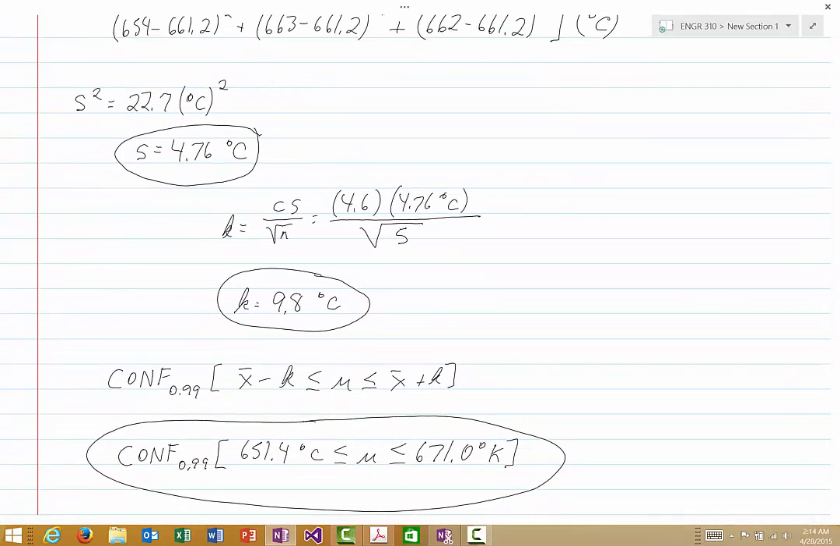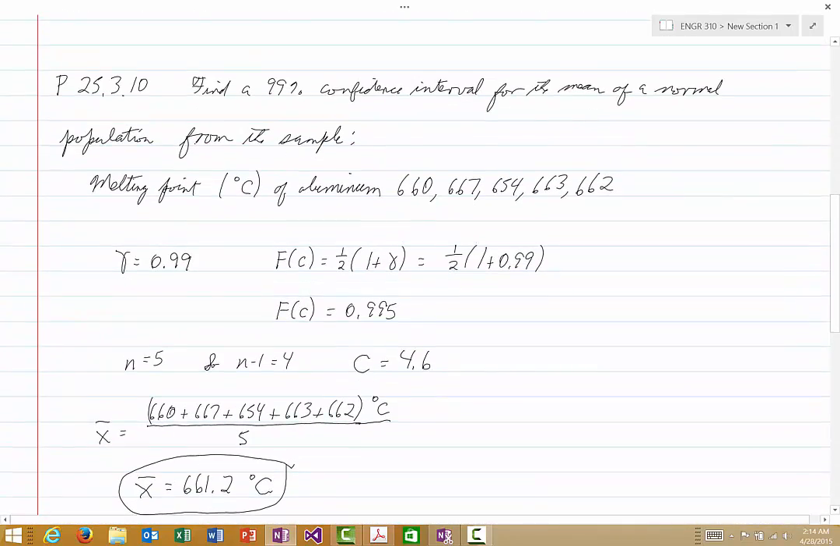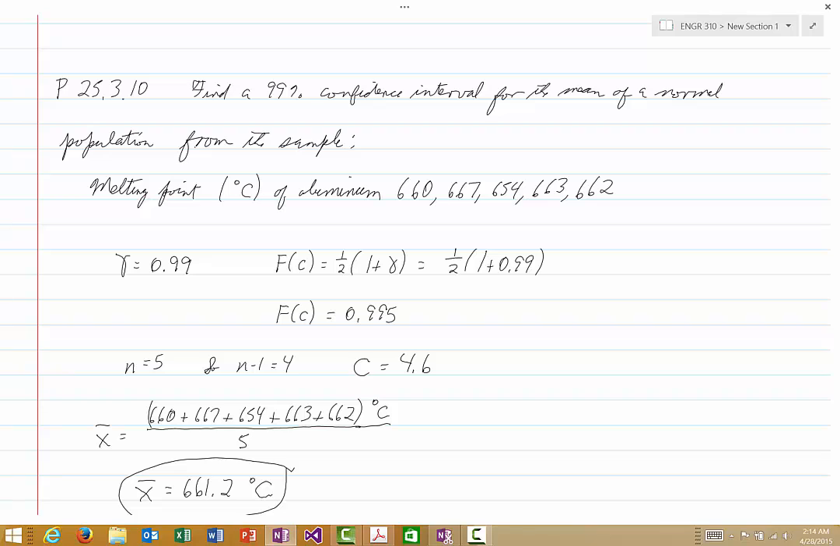And that completes problem 25.3.10. So that shows you how you calculate the confidence interval for the mean of a normal population when the variance is not known.